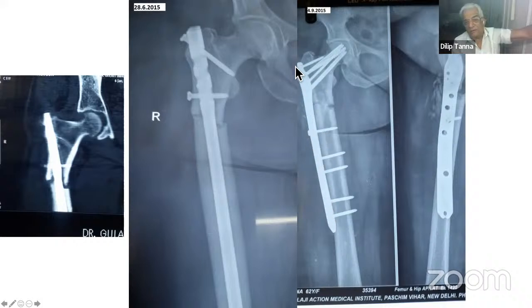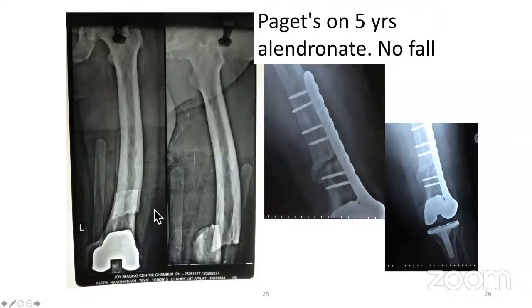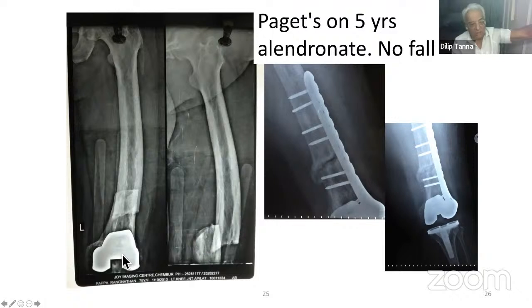Here you can see, so a proximal femur plate is done. All these things do not work. Now here is the doctor's mother. She was on Paget's treatment for 5 years, and Alendronate, and no fall. And this is what the fracture was. So here again, because of the bowing and because of the Paget's, there was a big femoral bow which was there. So there was no option except to do this.